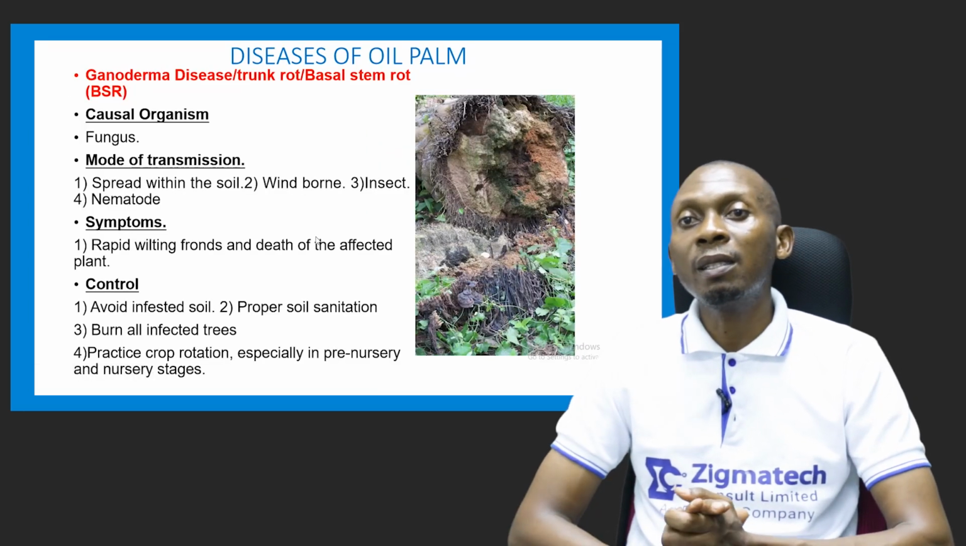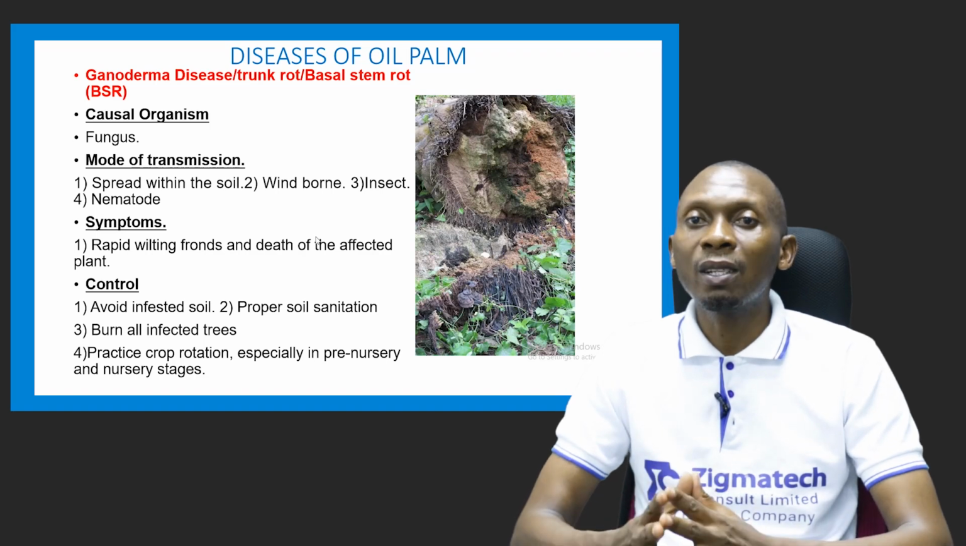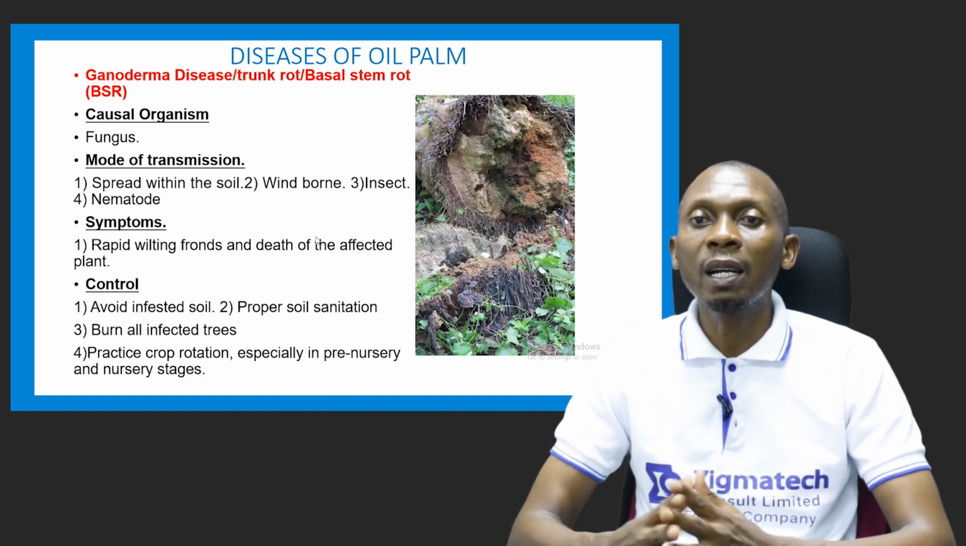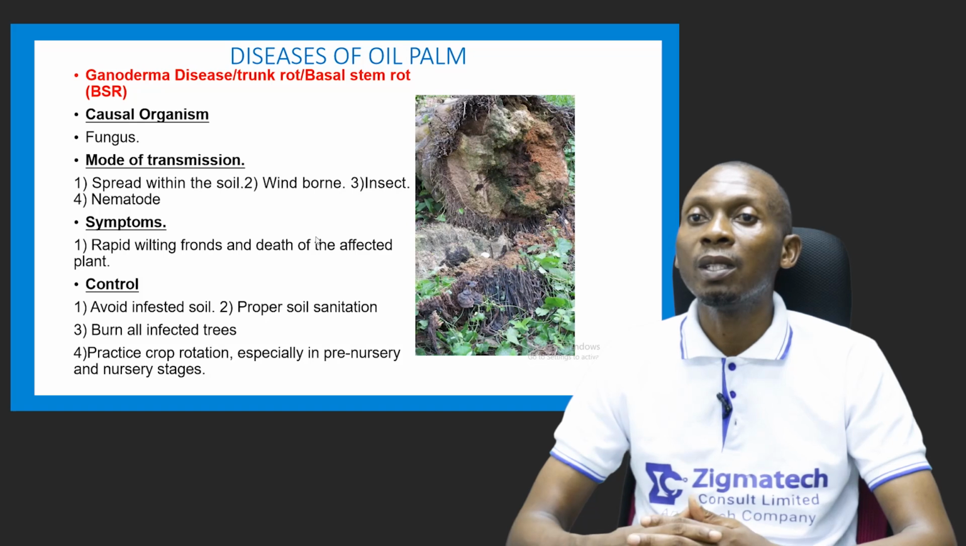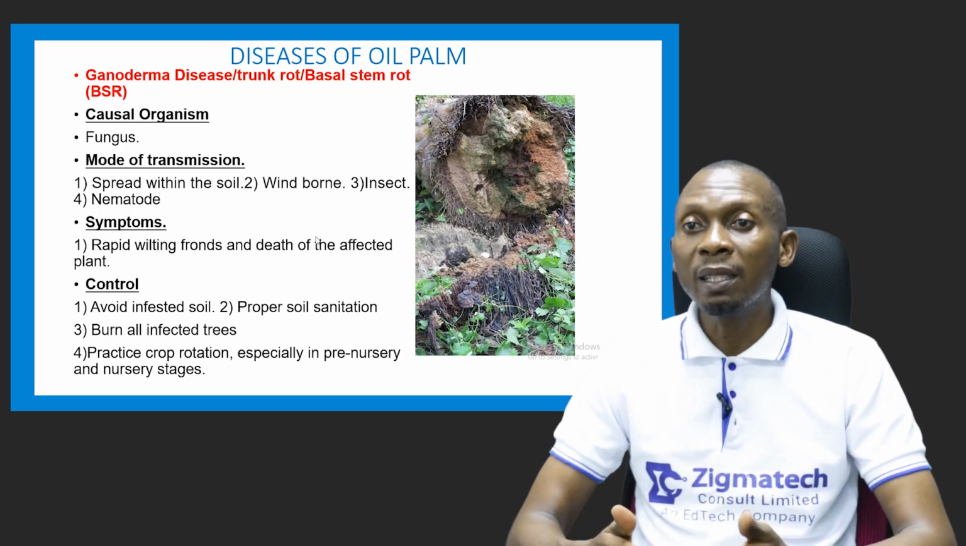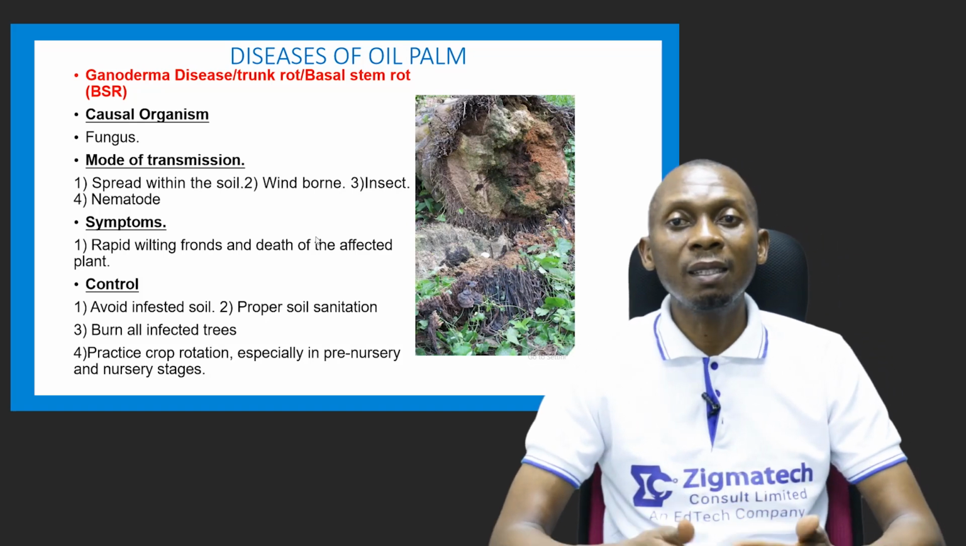We have Ganoderma disease, or trunk rot, or basal stem rot, BSR, which is a fungal disease spread within the soil. It could be airborne, that's wind. It could also be by insects as well as nematodes.